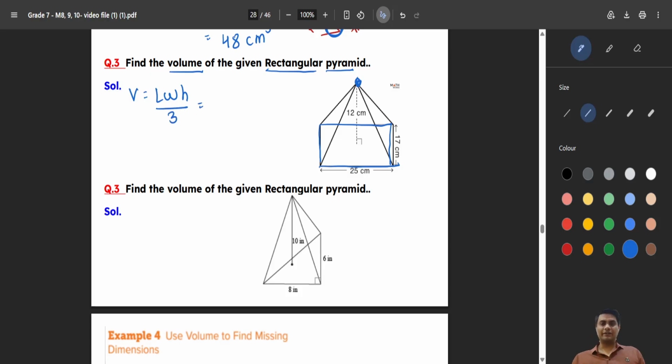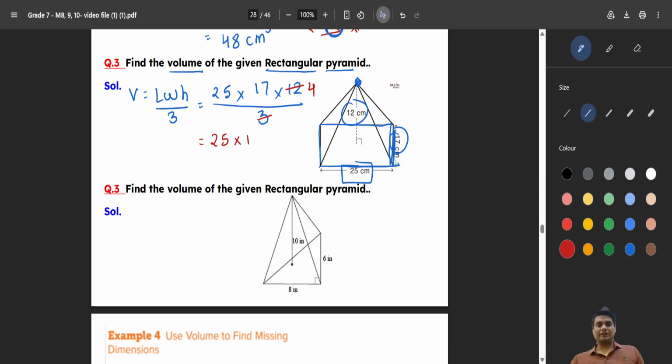What is the length, width, height? Length is 25 times width is 17 times the height is 12 divided by 3. Now before I multiply the numbers, I can simply do 12 divided by 3, which will give me 4. Whatever is left, multiply them. 25 times 17 times 4.